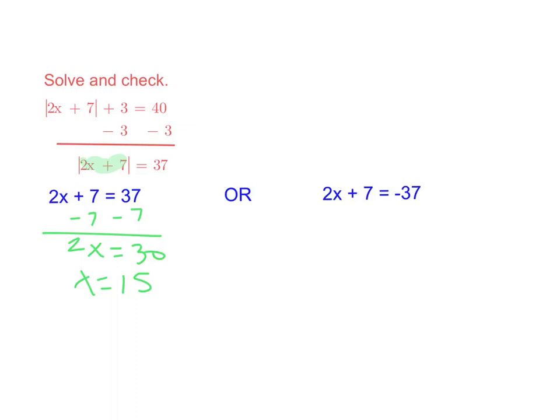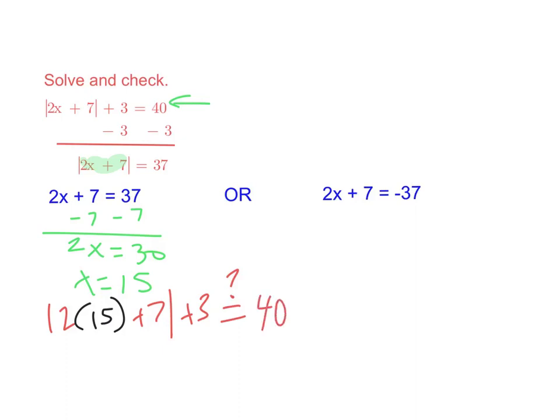When you check using the original equation, I go back up to the top, and all I do is take 15 and substitute it back in for the x. Here's what that's going to look like. I've got 2 times 15 plus 7 in absolute value, plus 3. Now here's a symbol you've probably not seen before: a question mark on top of an equal sign. What we're trying to do is see, does the left-hand side equal 40? That's what the question mark means. Does it equal? You're showing.